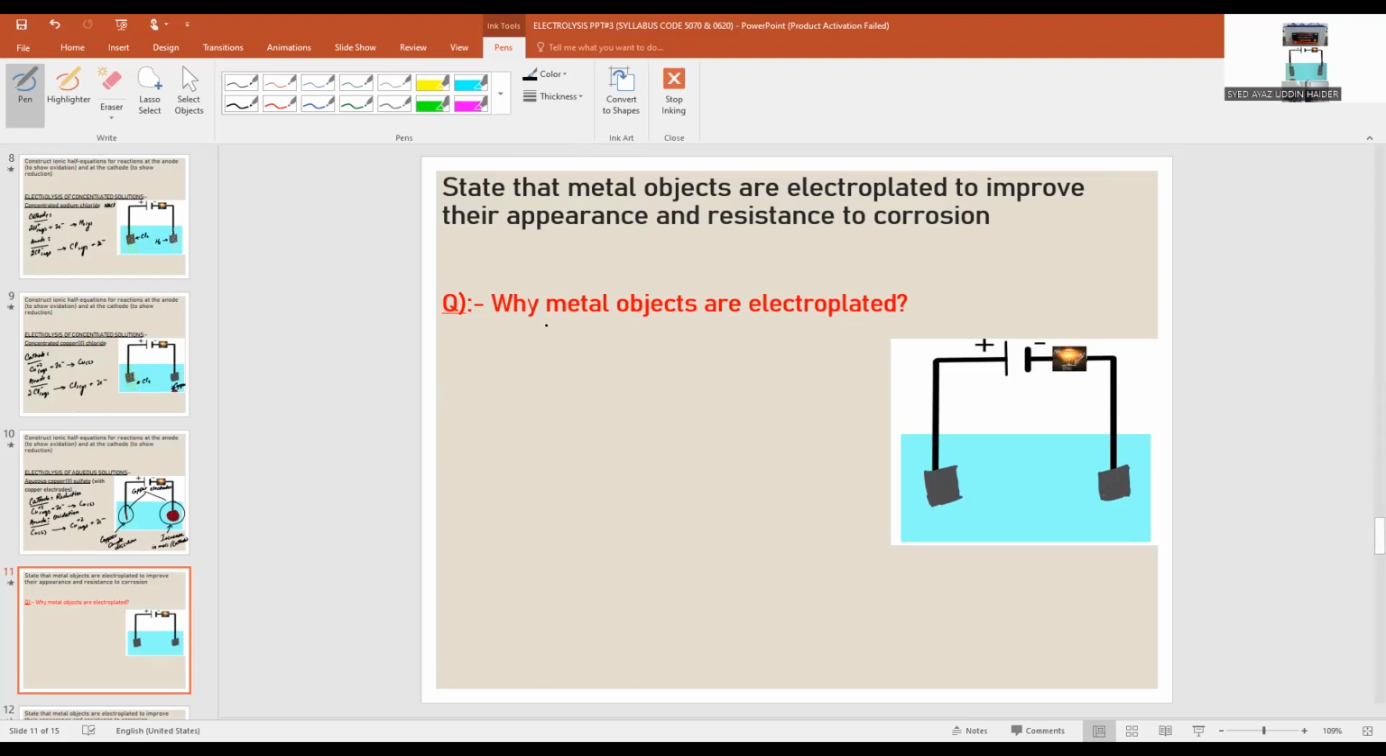Why are metal objects electroplated? To improve appearance and resistance to corrosion.